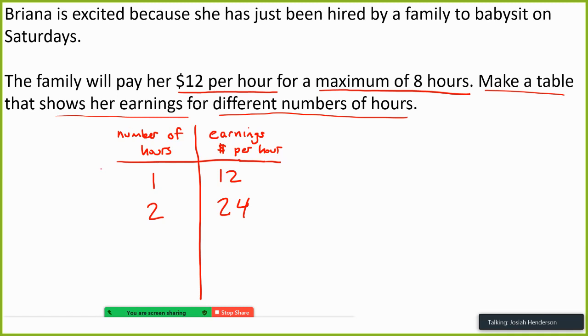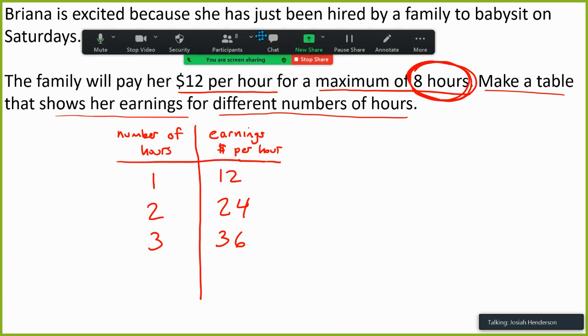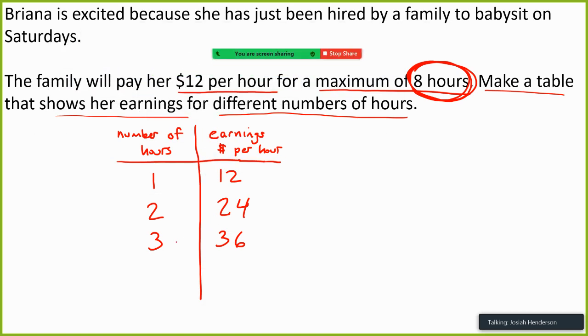There's a pattern here. If we worked for 3 hours, it's going to be another 12, 36. And we could go all the way up to 8. It told us in the story this time that there's a maximum. That doesn't always happen, but in this case it did. It's basically telling us we can work all the way up to 8. So in my table, that'll be the biggest number we see.